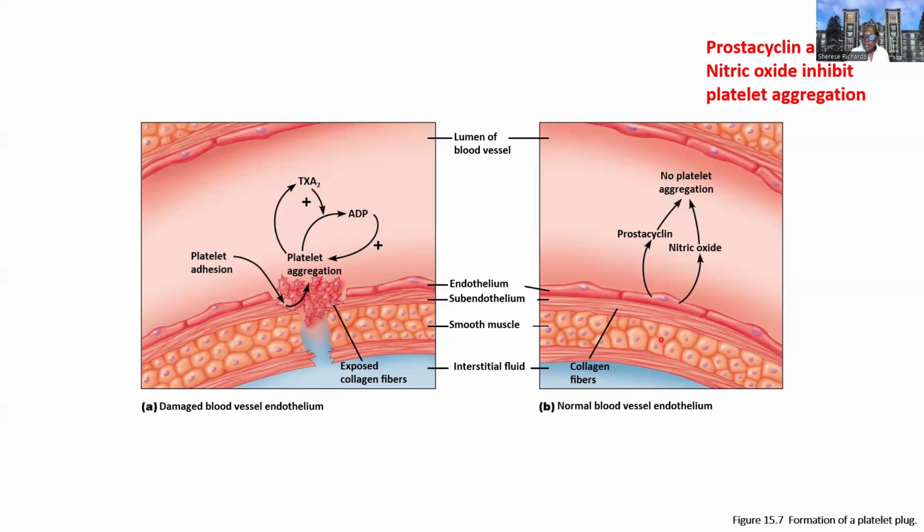At other areas of the vessel, right? This can be either adjacent areas that are not damaged, such as these areas over here, or this can be the site of injury after it's been healed. We're going to have secretion of prostacyclin and nitric oxide that are going to prevent or block platelet aggregation. So at healthy parts of the vessel where there's no injury, there's no exposure of collagen, we're going to have nitric oxide, PGI2 that are going to prevent this platelet aggregation.